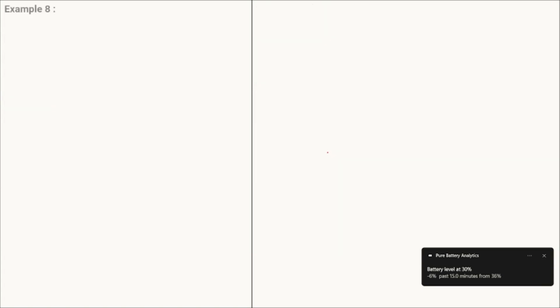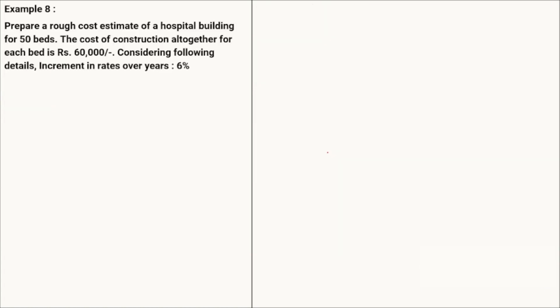Okay, next, example number 8. Prepare a rough cost estimate of the hospital building for 50 beds. The cost of the construction altogether for each bed is given as rupees 600. Considering the following details, the increment rate over the year is 6%.